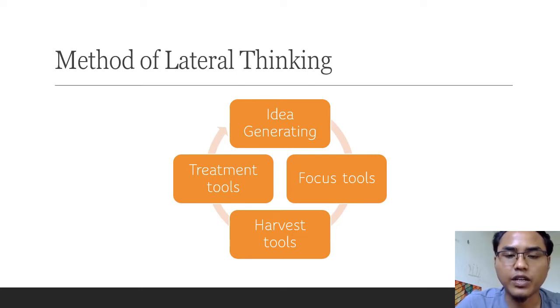After that, we have the harvest tool. The harvest tool is to ensure more value is received from the idea generating output. So in this case, we choose the ideas from what we have generated before. After that, we go to the treatment tool. The treatment tool promotes consideration of real world constraints, resources and support.